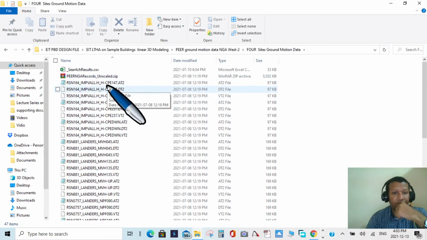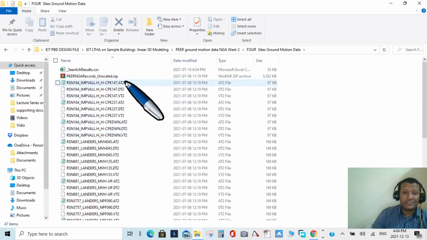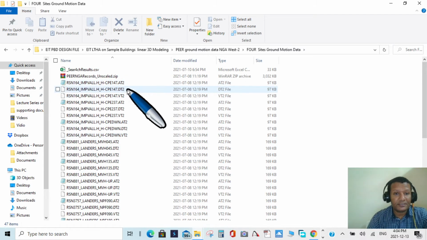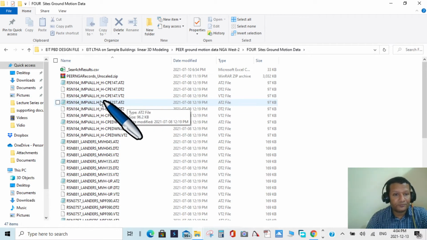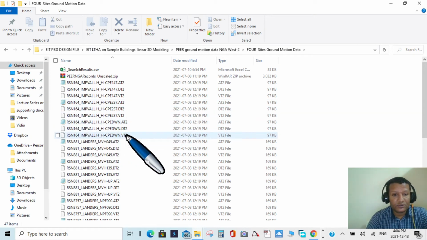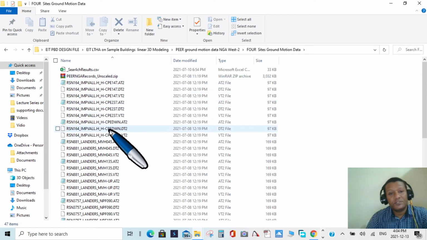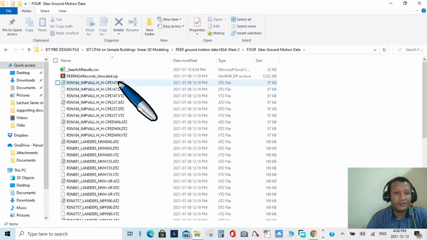As you can see, this one is RSN 164 Imperial Valley. This is 237, again Imperial Valley. For each we have 9, because in the x direction we have a spectral acceleration, spectral displacement, spectral velocity. Again, the same thing. In the y also we have 3, in the z also we have 3. So for each record station we have 9 data. So for our case we need only this one.